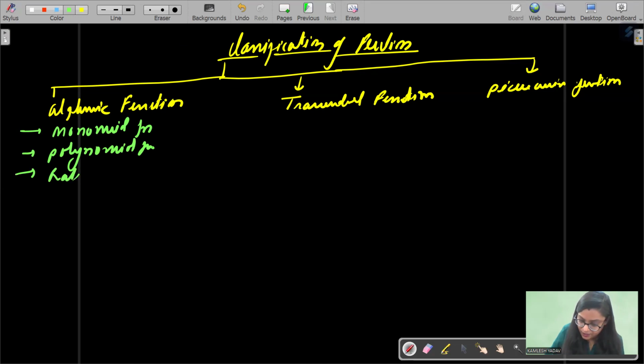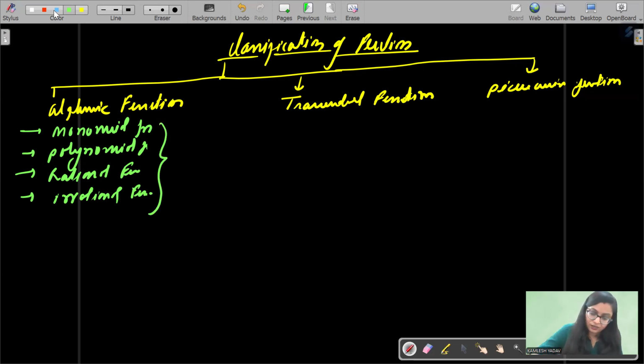Then next is rational function, and next one is irrational function. So these are the algebraic functions.